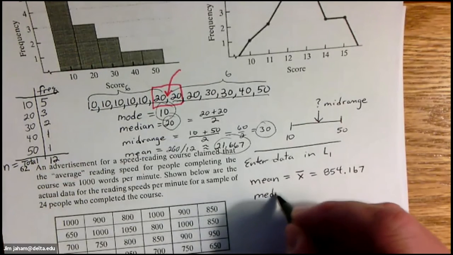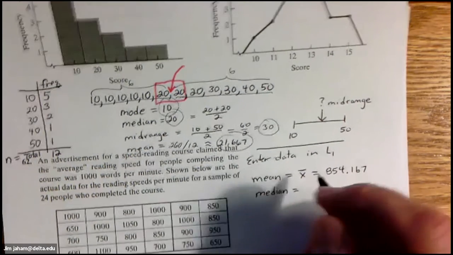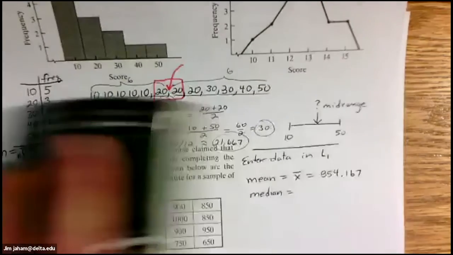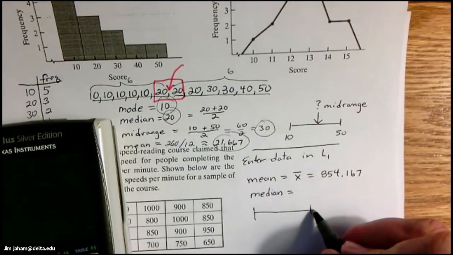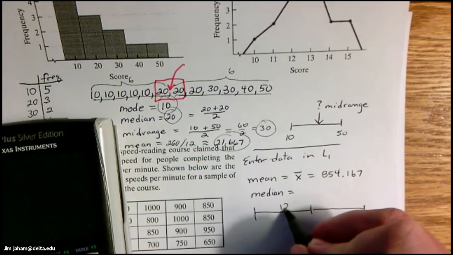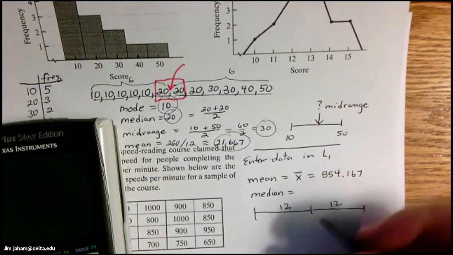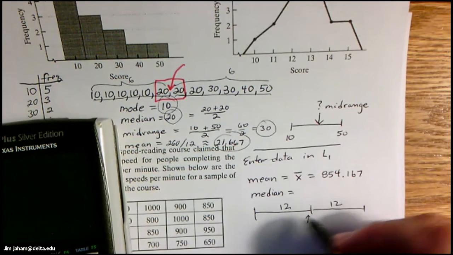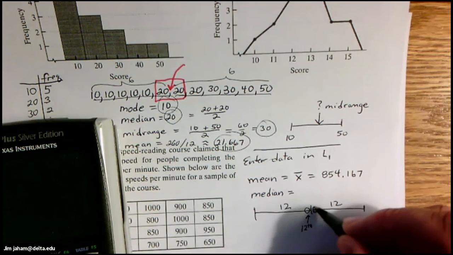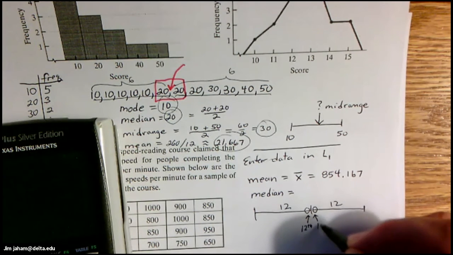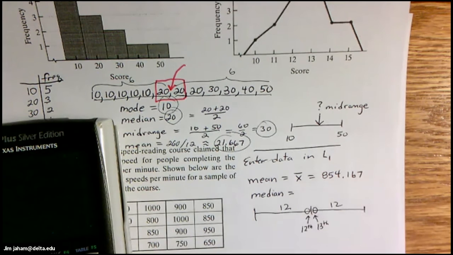Now the median, there are 24 data values. So we have 12 here and 12 here. So if they're ordered, we have to go and grab the 12th data value, which is right here, and then the one right next to it, which is the 13th. And we'll average the two middle data values.